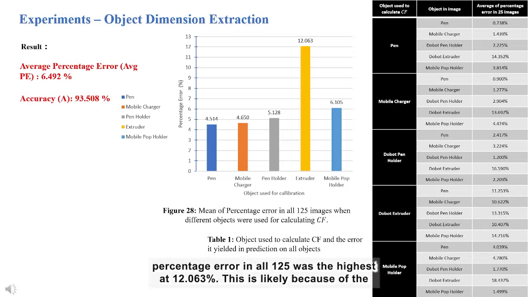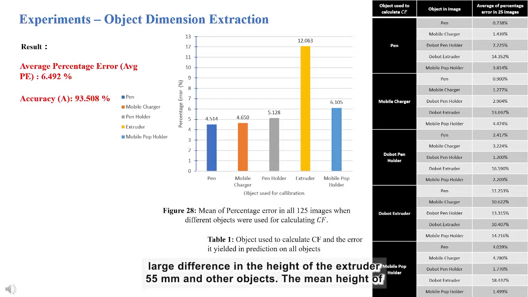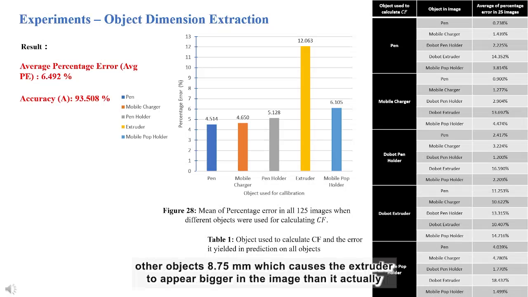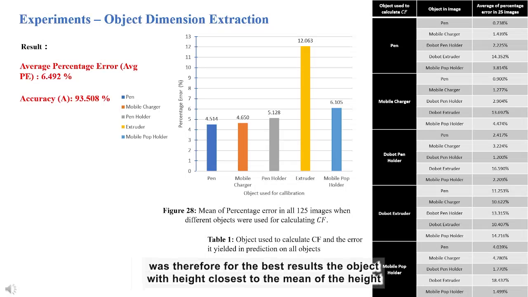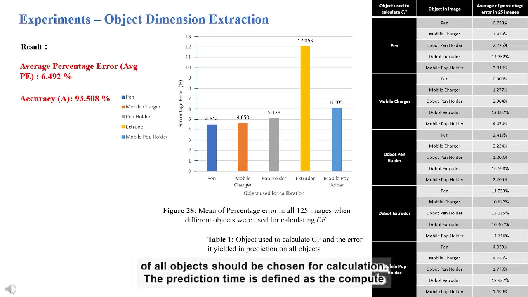12.063%, the maximum. This is likely because of the large difference in the height of the extruder, 55 mm, and other objects. The mean height of other objects was 8.75 mm, which caused the extruder to appear bigger in the image than it actually was. Therefore, for the best results, the object with height closest to the mean of the height of all objects should be chosen for calculation.